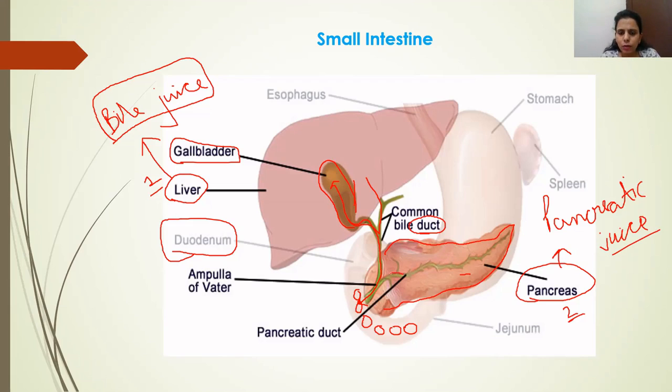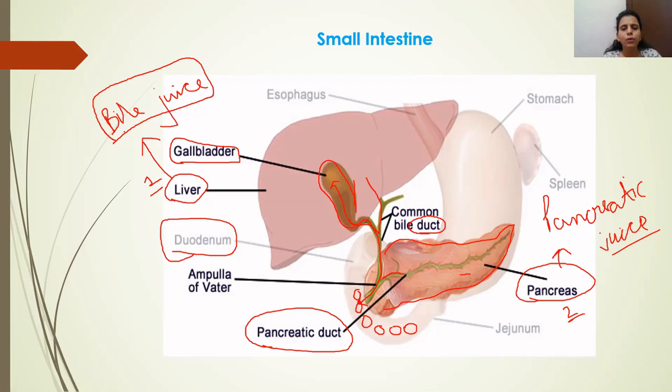At the end of the pancreas there is also a duct, which is known as the pancreatic duct. Duct means thin tube, so the thin tube which arises from the pancreas is known as the pancreatic duct, and this pancreatic duct carries pancreatic juice from the pancreas to the duodenum, where it mixes with the food present in the duodenum.